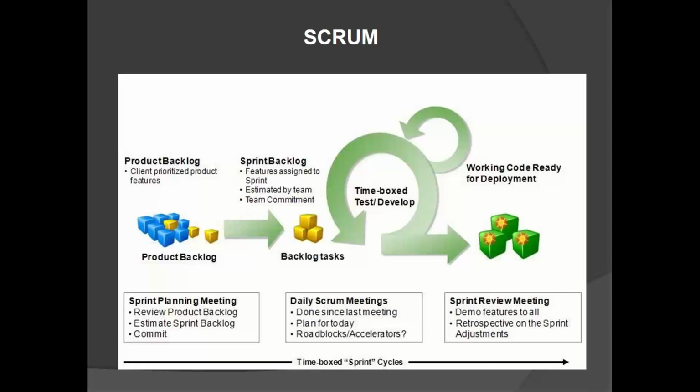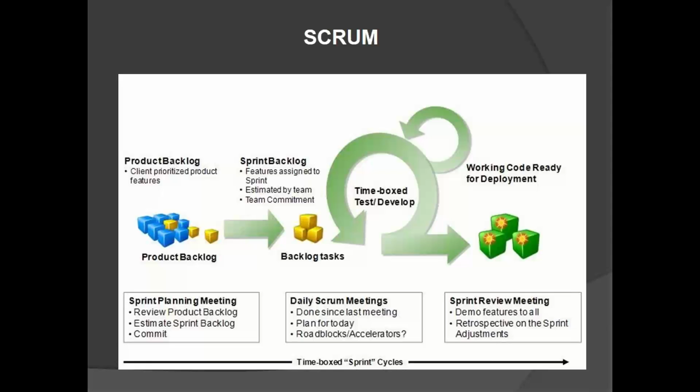Okay, and there will be 5 events. What are those 5 events? Product backlog, Scrum meetings, sprint, sprint backlog. These are the 5 events. So this entire thing combines into the Scrum framework.